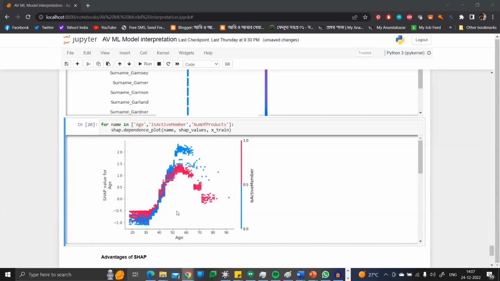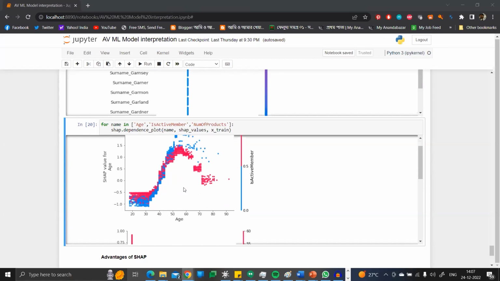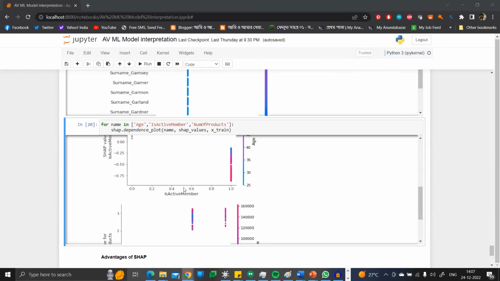So till 50 age, people with age below 50 have a higher chance of churning, right? After 50, the people are not churning. And in this band, if the person is active, then it is more contributing. And if not active, it is less contributing. So there you are taking care of both the variables. And this can be done with others.